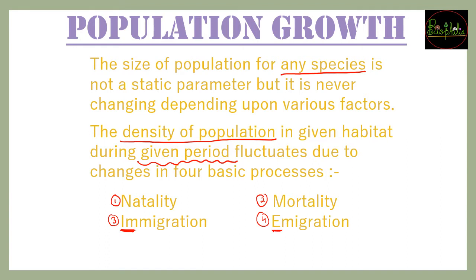One more thing that I would like to tell you, that is natality and immigration. These two are going to contribute to an increase in population. What natality is and what immigration is, we are going to understand in a few minutes. But here you need to remember, natality and immigration increase population, whereas mortality and emigration are going to decrease the population. Because of that, the changes in the density of population occur.